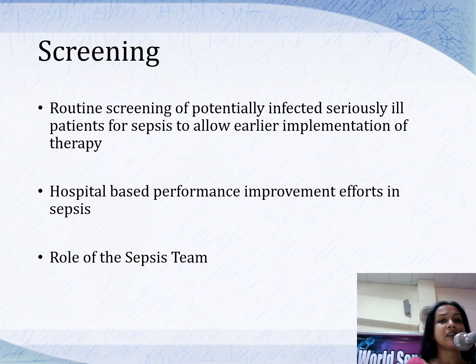So we need a screening program. In order to do this correctly, we need routine screening of potentially infected, seriously ill patients for sepsis, to allow early implementation of therapy. In the ward setup, if we think that this patient has a potential of going into sepsis due to some risk factors, you can start the early warning scoring system and catch them at the correct time. I'm afraid this has to come from a national level, not just at our ward.